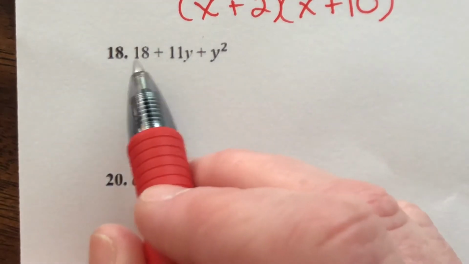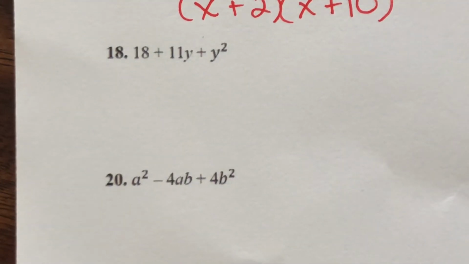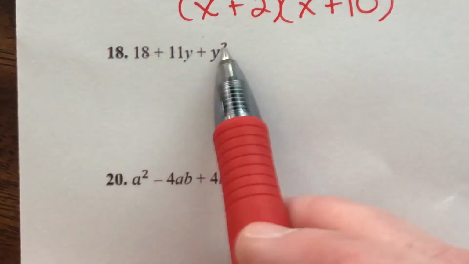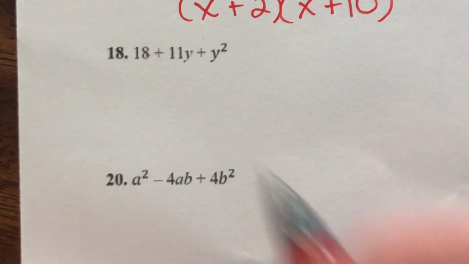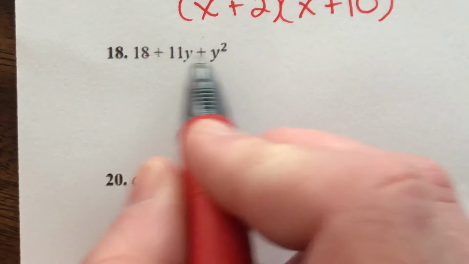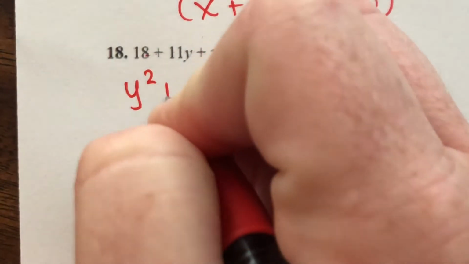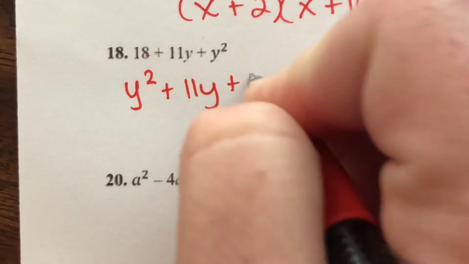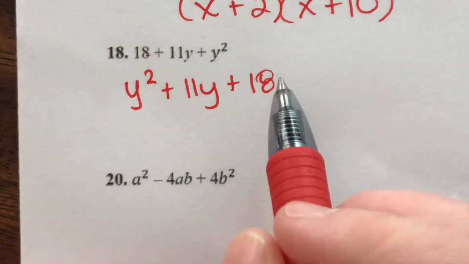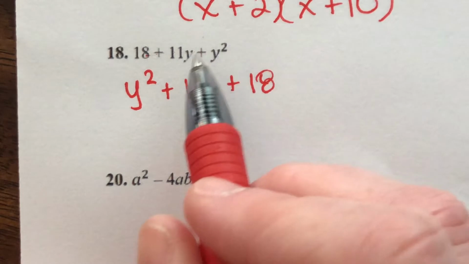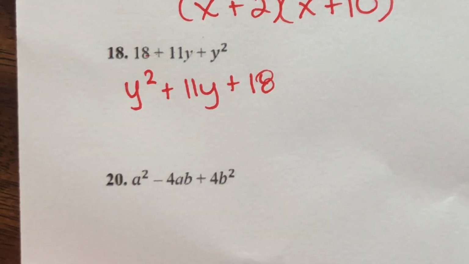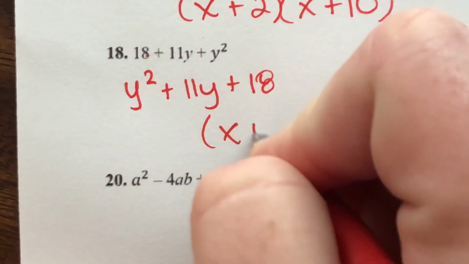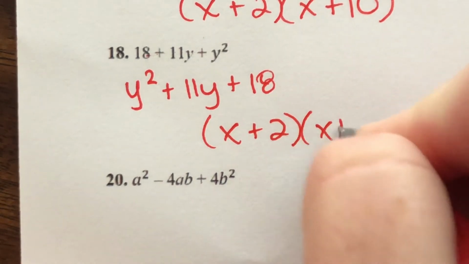Last one. All right, here. This is written backwards, so I want to rewrite it. So I'm going to change the order here. It's not written in standard form. So I'm going to write y squared plus 11y plus 18. Now, what are the factors of 18 that add up to 11? 2 and 9. So y plus 2, y plus 9.